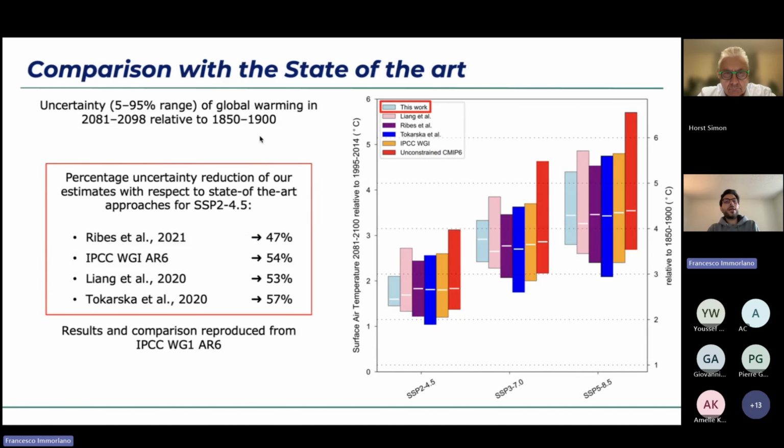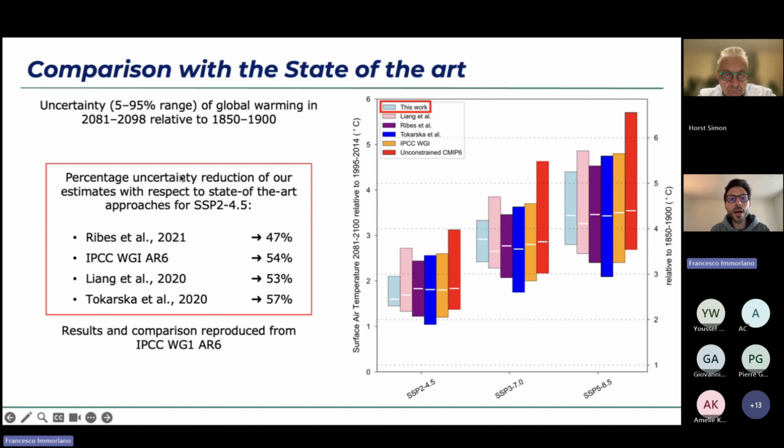This is the comparison with the state of the art. This is our result, and this is a result that was reproduced from the IPCC Working Group One in the 6th Assessment Report, which is the organization that reports bulletins about the status of the climate and so on. They basically model the uncertainty in the last 20 years of the century relative to 1850-1900. Our estimates are the ones depicted with the light blue bars. The other ones are some estimates from the state of the art plus the estimates from IPCC, and this is the same uncertainty computed with the unconstrained CMIP6 models.